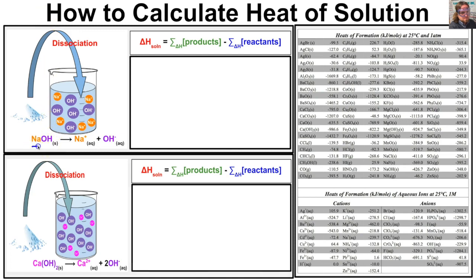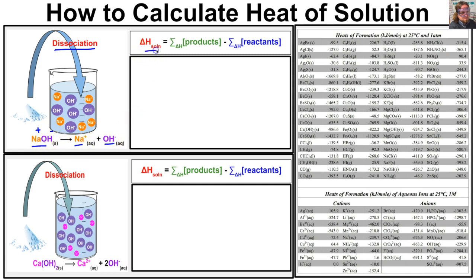Let's first look at an example where we're going to take sodium hydroxide solid and put it in water. We have an ionic compound here which consists of positive sodium ions bonded to negative hydroxide ions. When we put this in water, it's going to dissociate into 1 mole of sodium ions and 1 mole of hydroxide ions. So how can we figure out the heat of solution, or the enthalpy of solution? That is to say, the amount of energy that is associated with the dissociation of this compound into these ions right here.